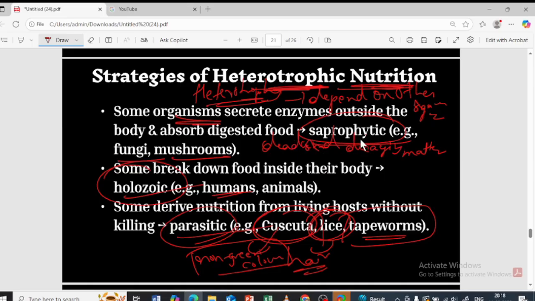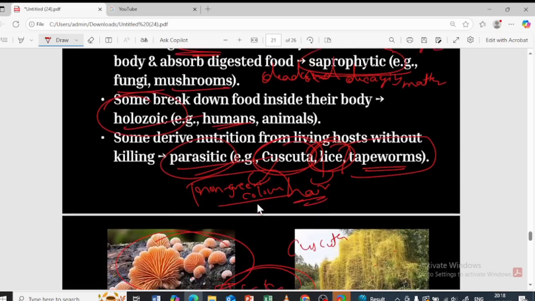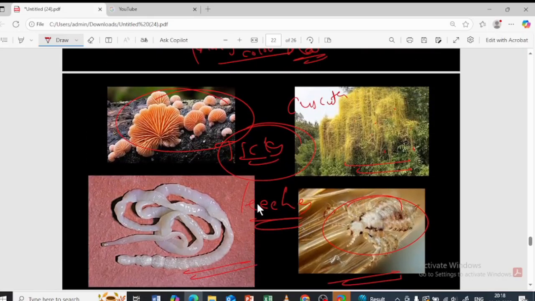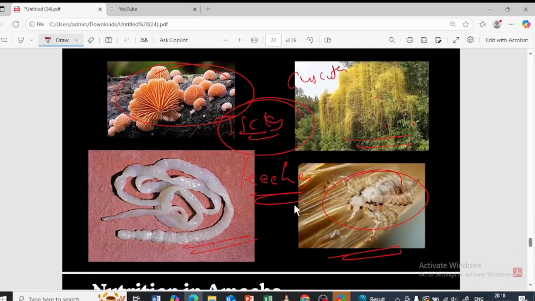That is saprophytic nutrition. Holozoic in the sense some of the organisms, including humans, will first engulf the food, then they will digest the food. And there are some organisms which derive the nutrition from other organisms without killing them, that is parasitic nutrition. Yes, so these are the examples of it, you can see over here.